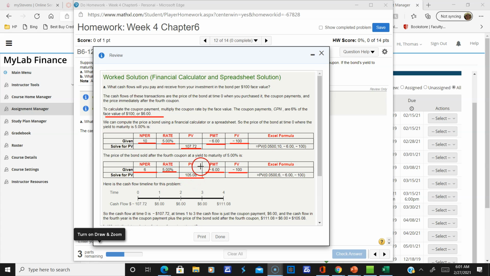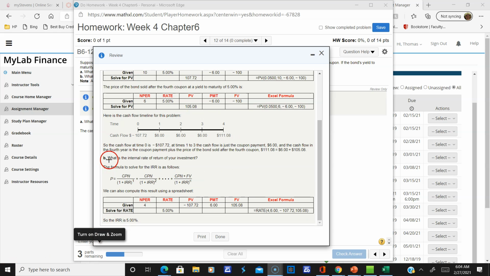Okay. But you'll notice here they came out with a positive number, but then on the timeline, they showed it here as negative. So you could have just left these as positive, and that would have come out negative for you. All right, so I hope everyone's clear about that.